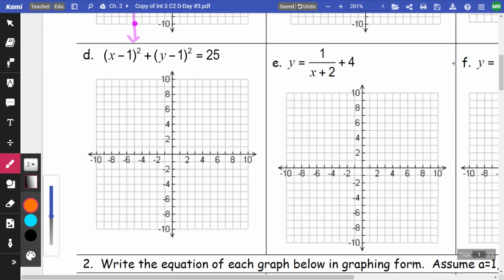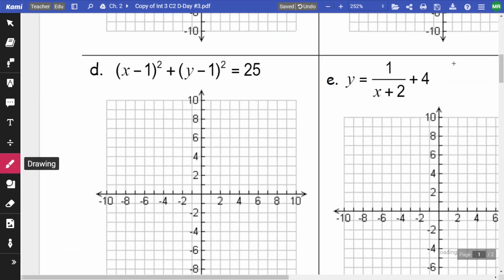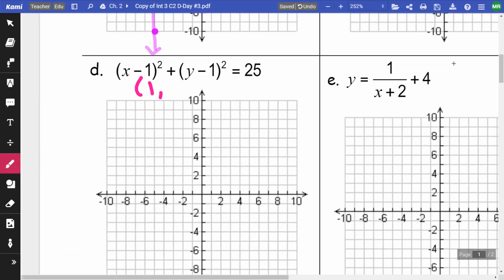On D, this is a circle. And this has a center at (1, 1). And the radius is going to be the square root of 25, which is 5, because your circle equation equals radius squared.